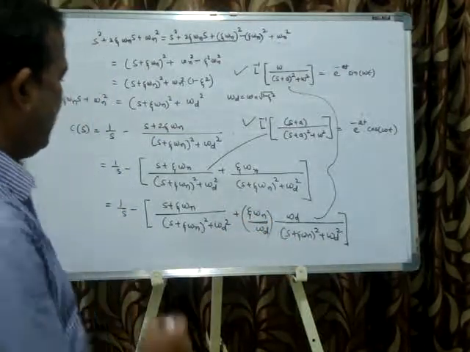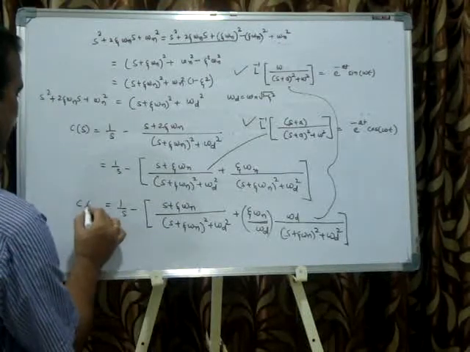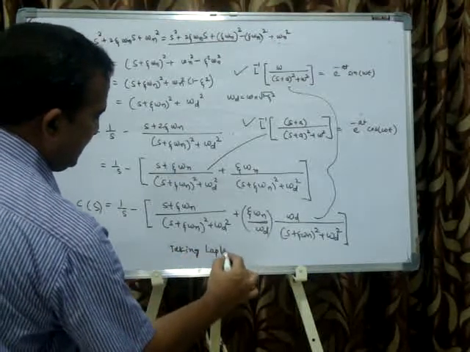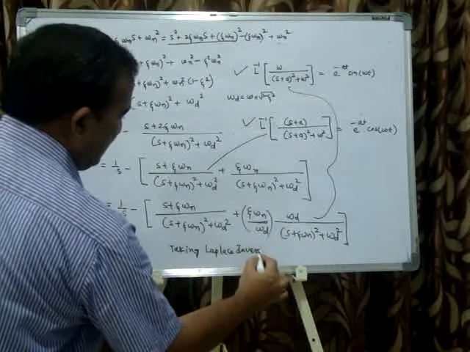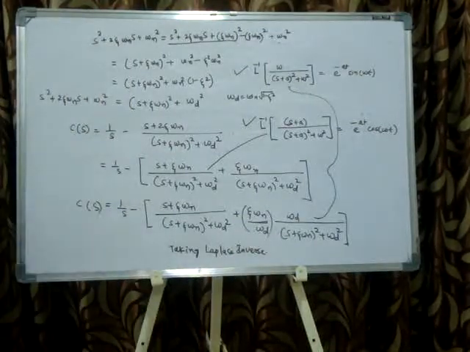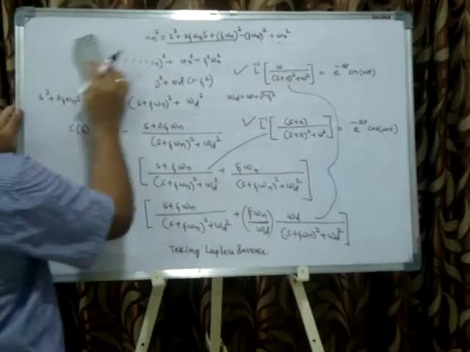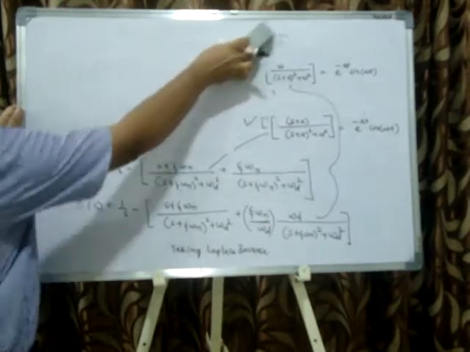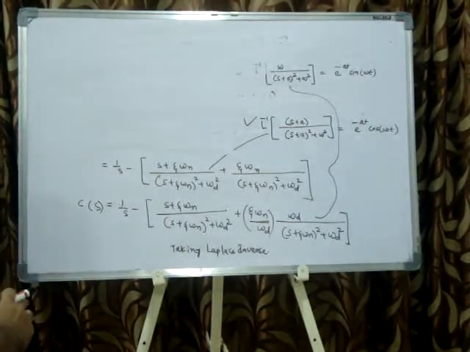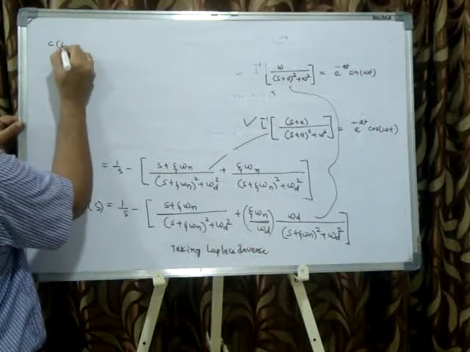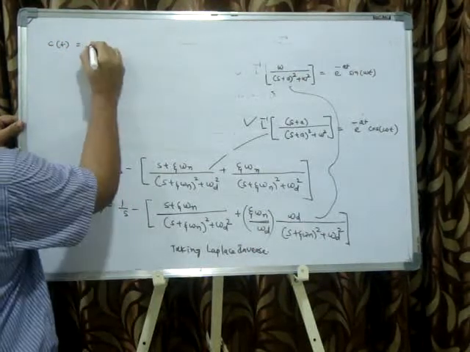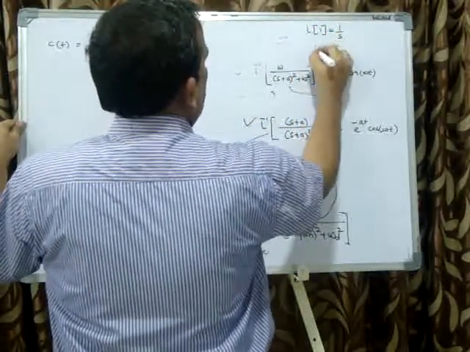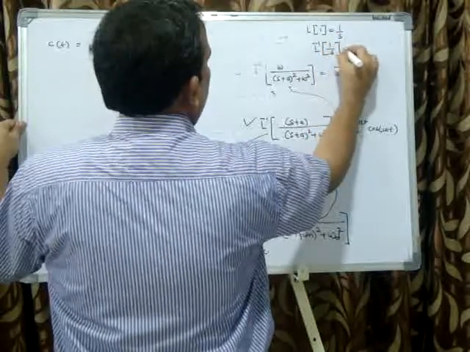Now taking Laplace inverse. If I take the Laplace inverse, C of s becomes C of t, and Laplace inverse of 1 by s becomes 1, because we know that Laplace of 1 is equal to 1 by s, and Laplace inverse of 1 by s is 1.